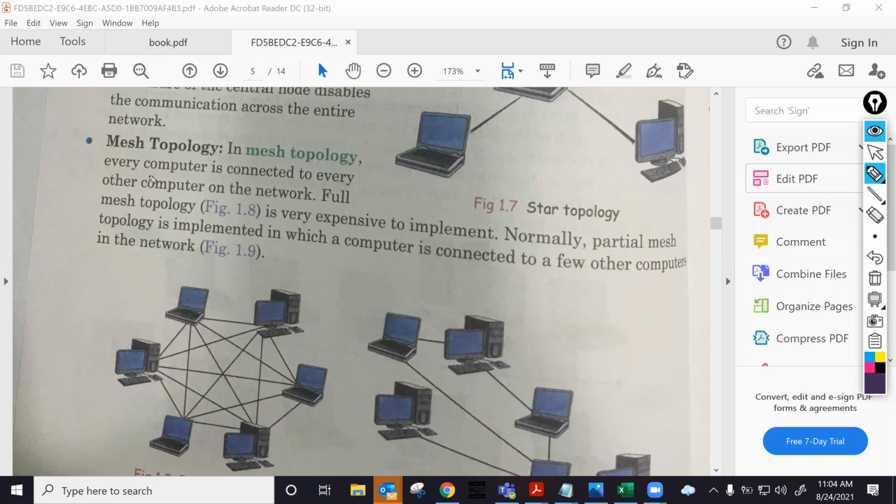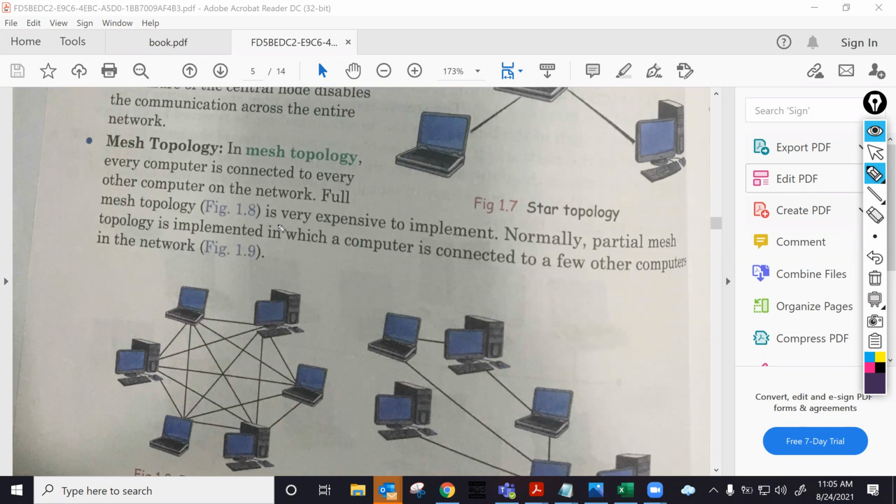In mesh topology, every computer is connected to every other computer. In mesh topology, it doesn't need a central node. There's no server computer there. Every computer gets connected to each and every other computer. So if this breaks down, this computer and this computer lose the connection. But other than that, it works. Because it has some other way to connect, because they have a dedicated cable. Each and every computer is connected to each and every computer with a separate cable.